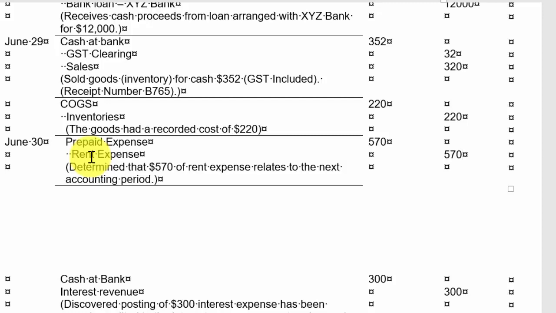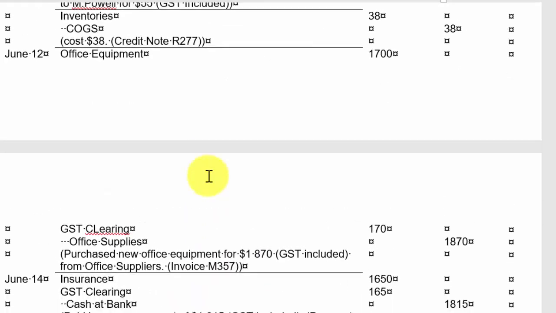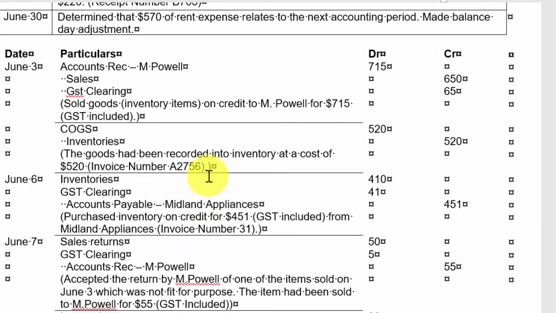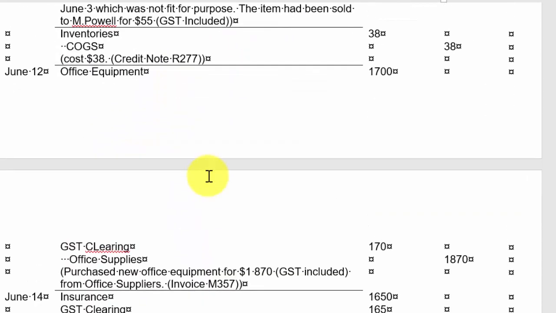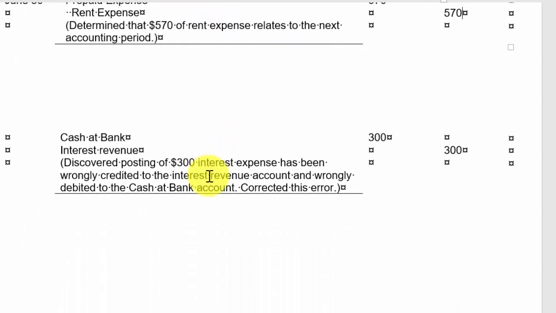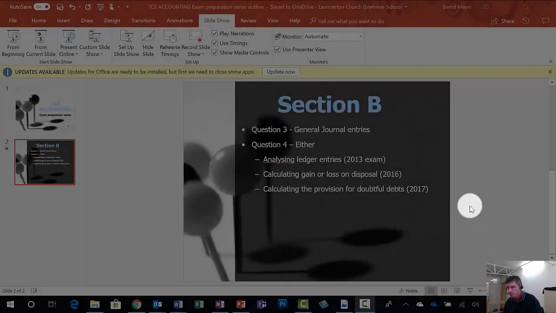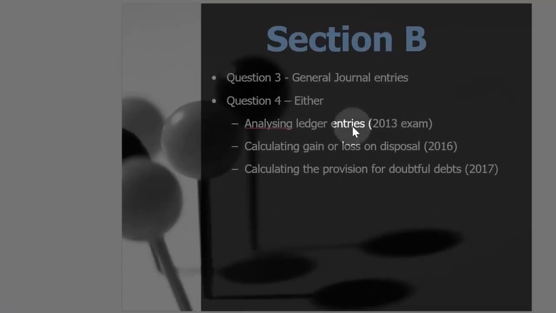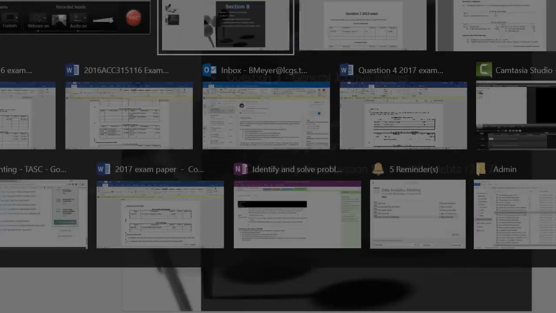There will be some others that could be asked in this section. I've just gone through the process there for you for the 2017, and they're fairly typical of the types of entries that you get, but obviously from year to year they're going to be different. Now I'm going to do the 2013 exam, where I'm going to analyze ledger entries.